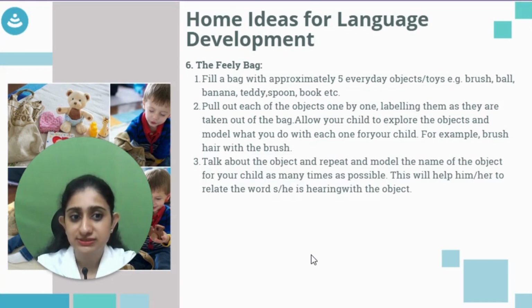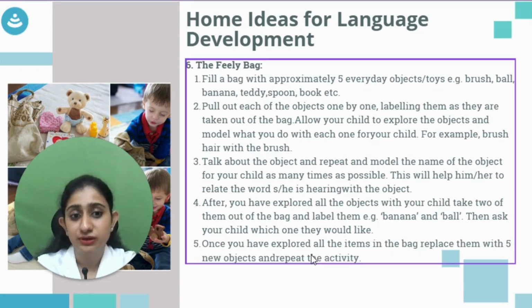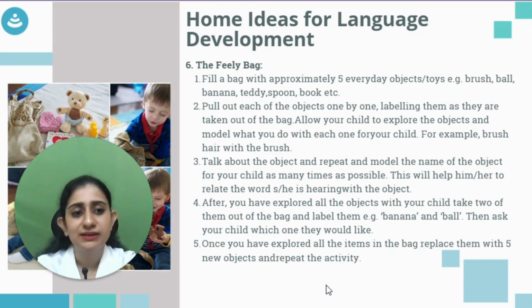And talk about the object and repeat and model the name of the object for your child as many times as possible. This will help him or her to relate the word he or she is hearing with the object. After you have explored all the objects with your child, take 2 of them out of the bag and label them. Example, banana and ball. Then ask your child which one they would like. Once you have explored all the items in the bag, replace them with 5 new objects and repeat the same activity.